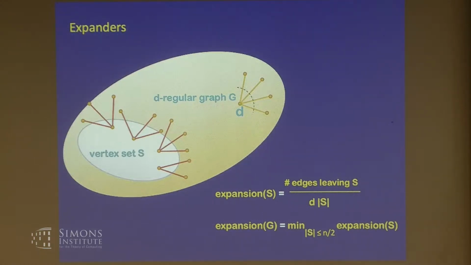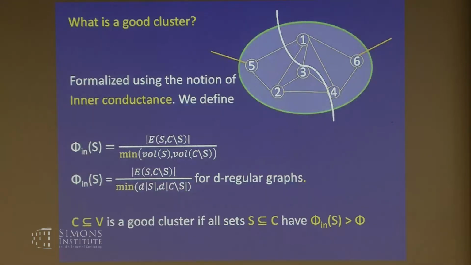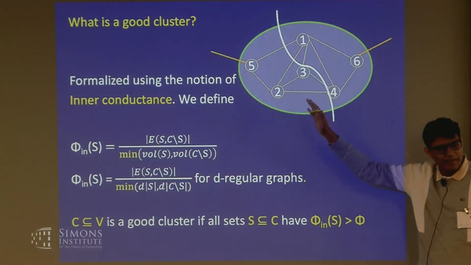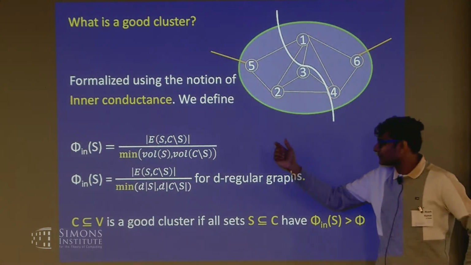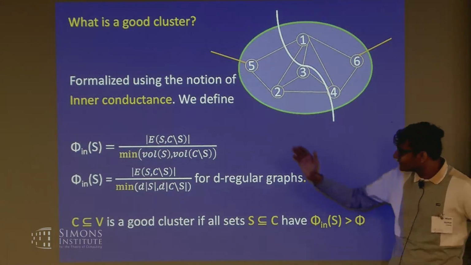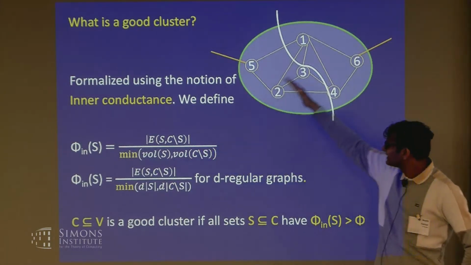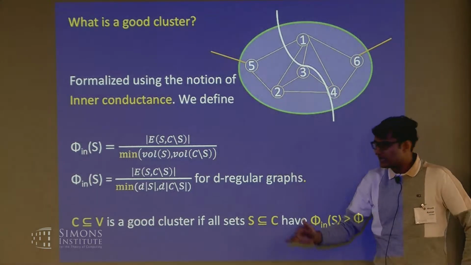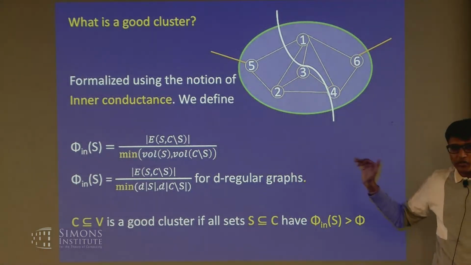First, I need to make one more definition. I need to tell you what a cluster is. A cluster for me is going to be a notion of expansion for some vertex-induced subset. So I have some vertex-induced subset, capital C, and given a subset S of this set C, I define its inner expansion to be the following quantity. It's the number of edges that go from S to the set C minus S, so S to the rest of the vertices within this bubble, normalized by the minimum of the two volumes.